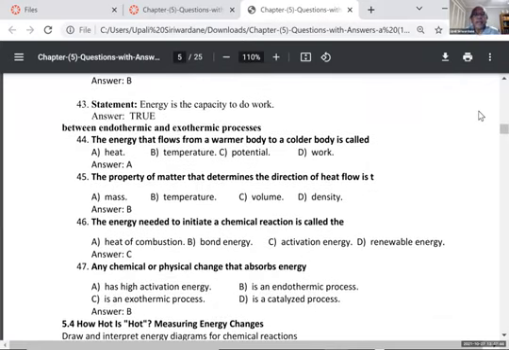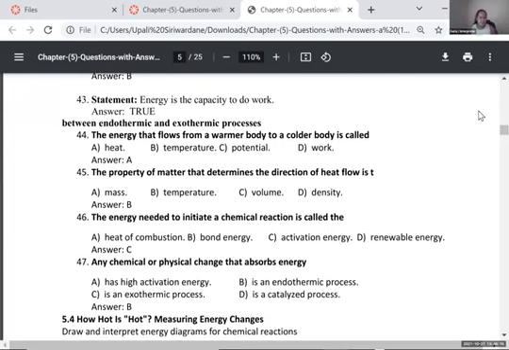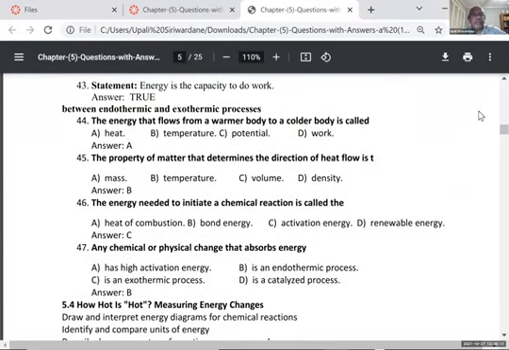Statement: energy is the capacity to work. That is true. Energy is the capacity to work. Between endothermic and exothermic processes, we're going to compare in these few questions. The energy flow from a warmer body to a colder body is called heat. Energy flowing from a warmer to a colder body is heat, thermal energy, motion increase.